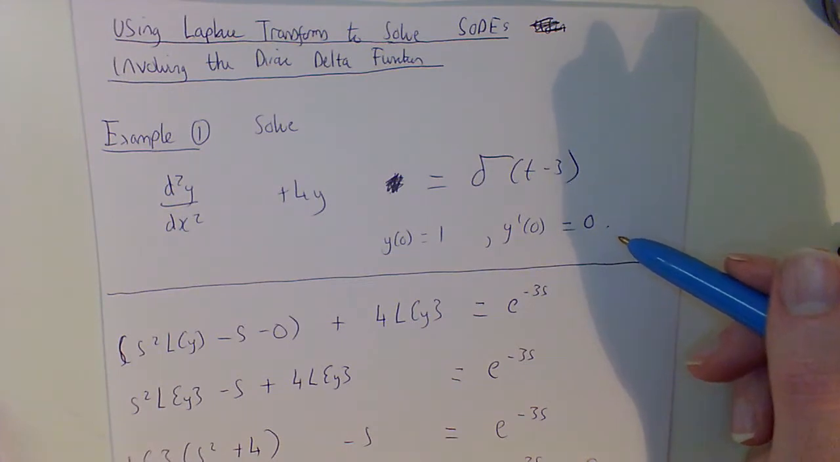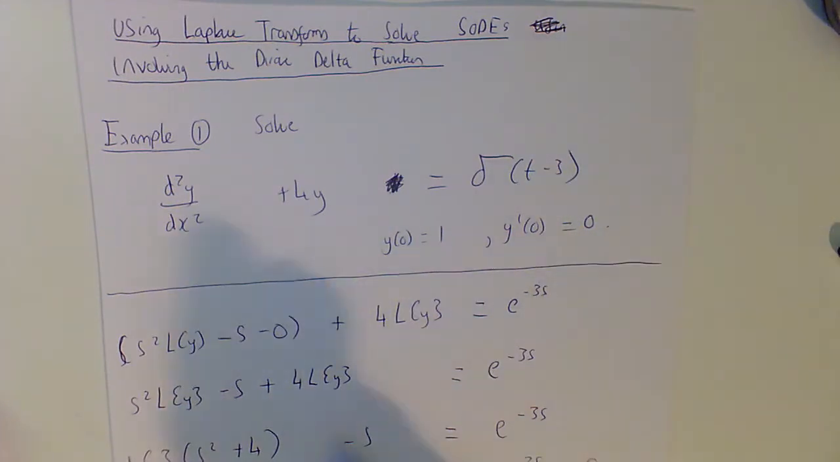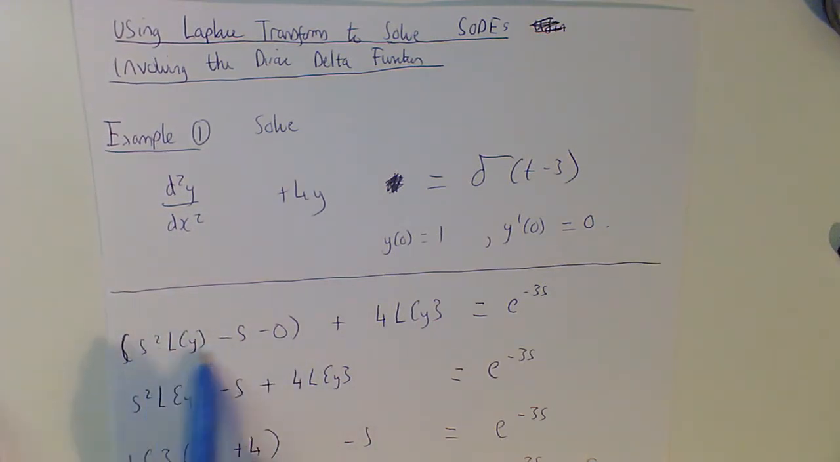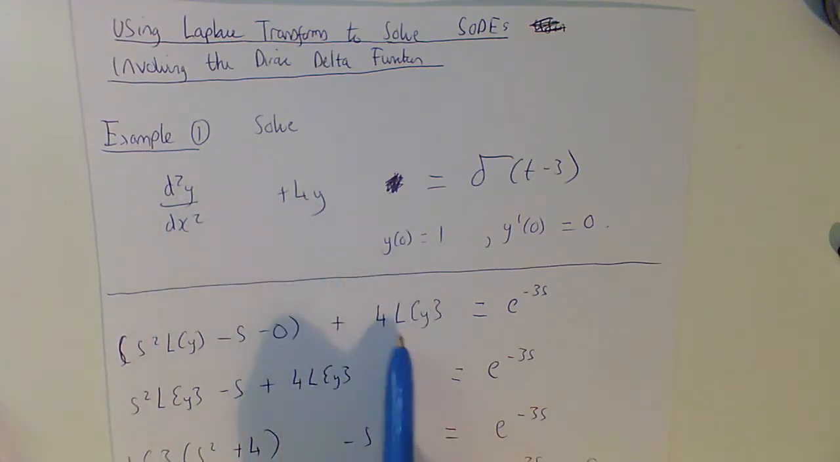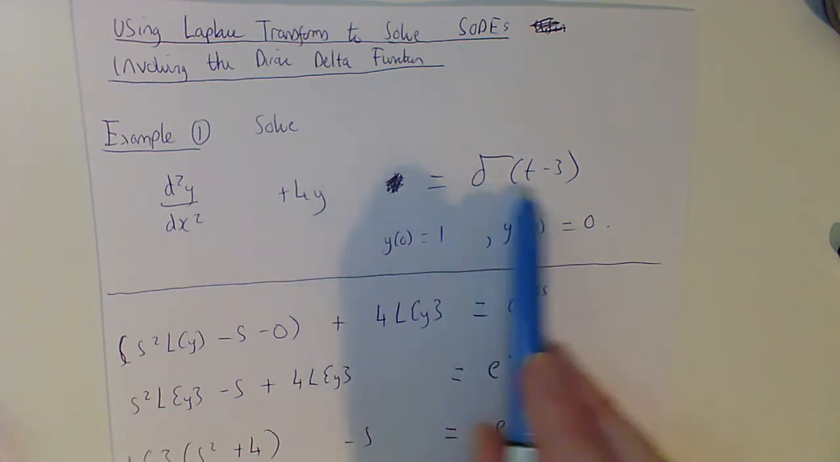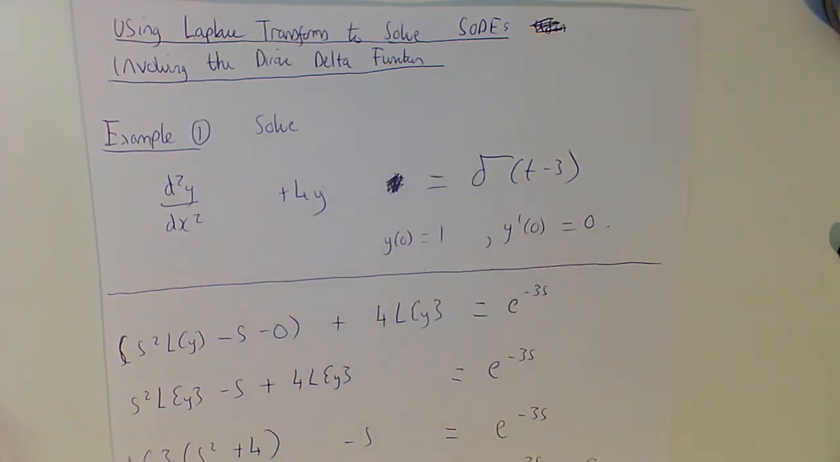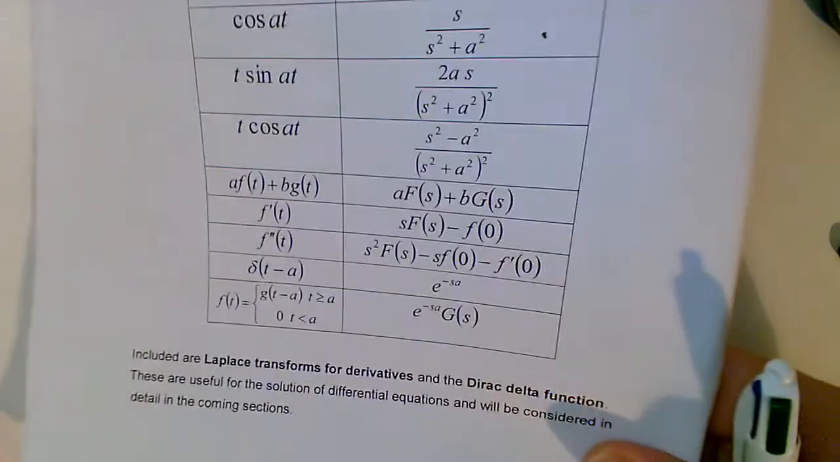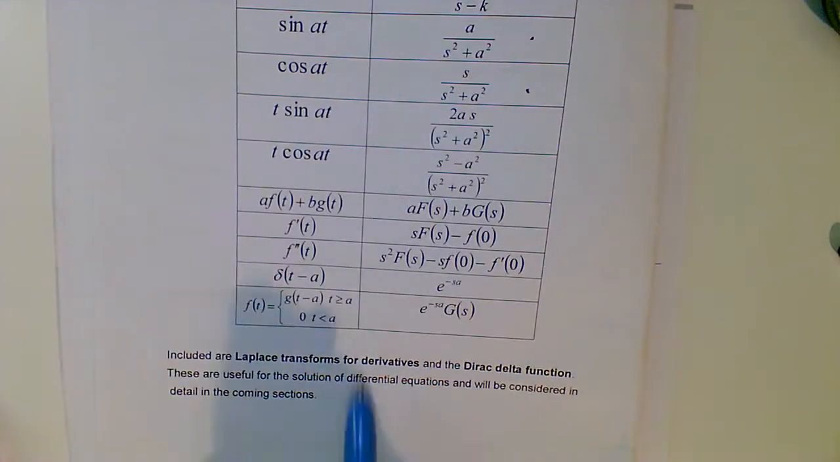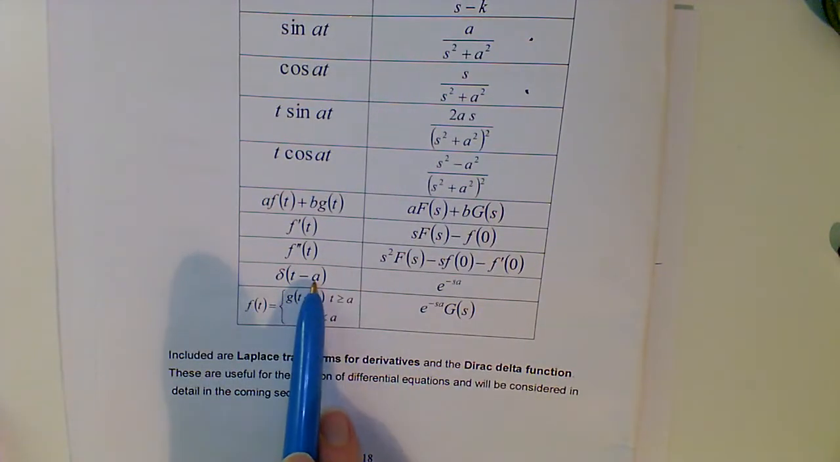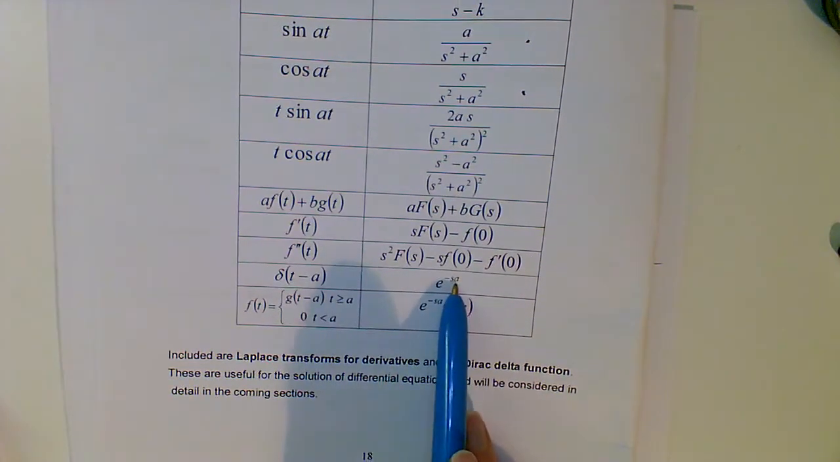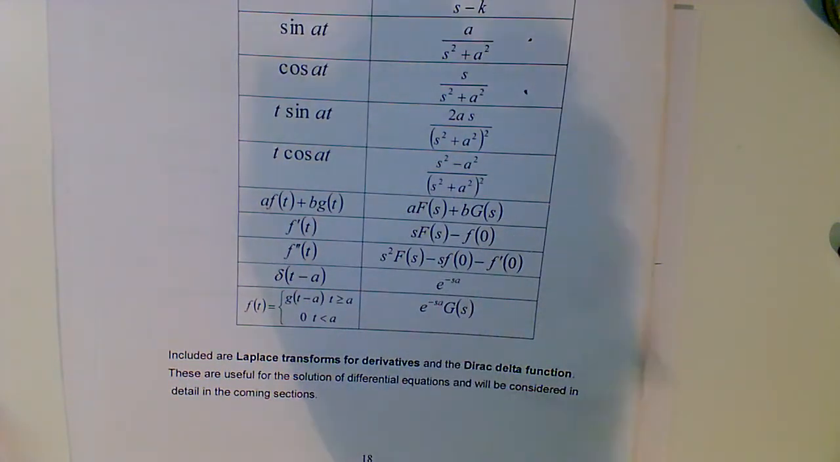Right, so I've already started this question off. So if you do the Laplace transform of this, we get this thing here. Now I don't have a dy by dx term, so I don't have any term in here. And then if I Laplace transform 4y, I get 4 L of y. Now if I Laplace transform the Dirac delta function, if you go to your formula sheet for Laplace transforms and look at this one here, this is your one for Dirac delta functions. So that's 3 in mine, so I'm just going to put 3 up there. So it's going to be e to the power of negative 3s.